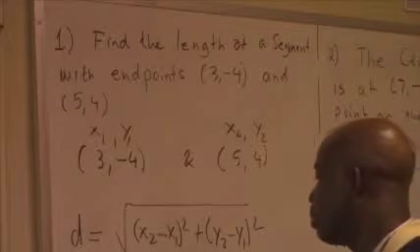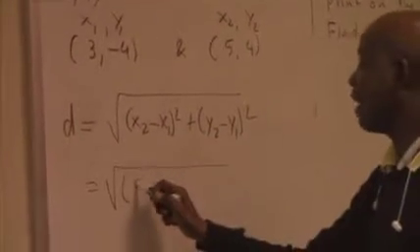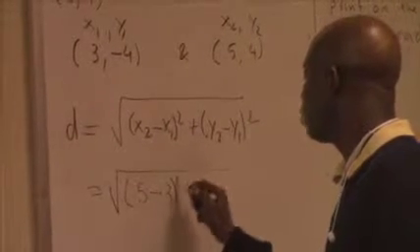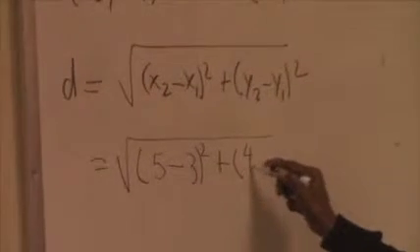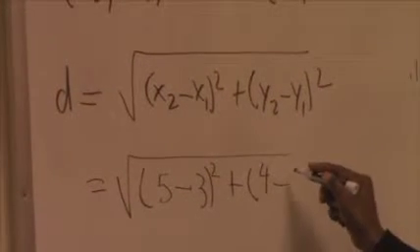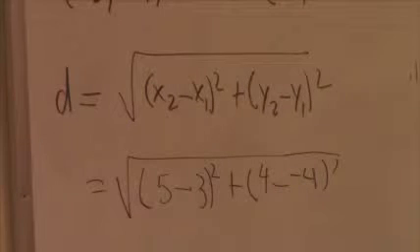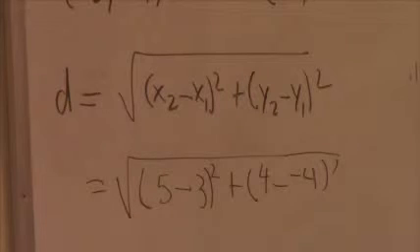Now we'll do a substitution here. What is my x2? My x2 is 5. What is my x1? It is 3. 5 minus 3 squared plus, what is my y2? My y2 is 4 minus, what is my y1? -4. Now, a common mistake is to assume that because you have a minus here, you ignore the negative on the y. No, you cannot do that. You have to do it this way.